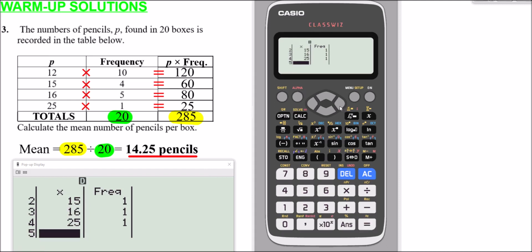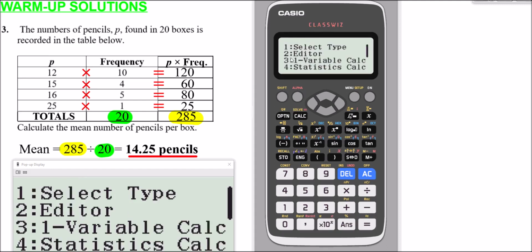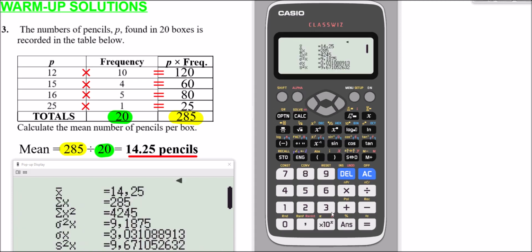We then press right, toggle right to the frequency column, then press up to go up. So 12, the first frequency is 10, so type in 10, press equals, 4, press equals again, 5, equals again, then 1 can be left as 1. Once you've got all your data in, we press OPTN in the top left, and then we go to option 3, 1 variable calculations.